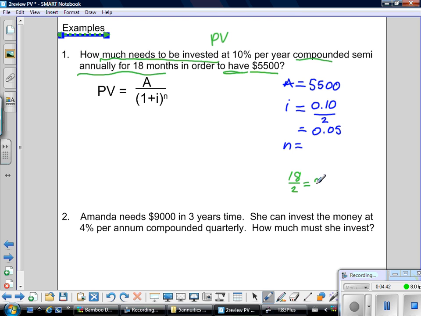Are they really going to be paying me interest 9 times? Well, I don't think so, because semi-annually means every 6 months they're going to give me interest. Okay, so this just isn't going to work. So I'm going to have to think every 6 months. So how many 6 months are there in 18?